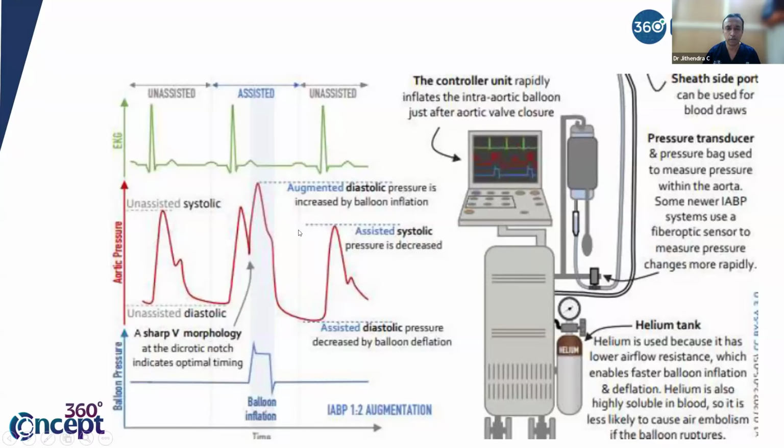As you see further waveforms, you will be seeing it. So what is this augmentation? This is a 1:2 augmentation. That is, every alternate beat is being assisted.